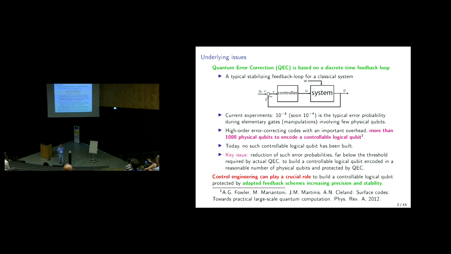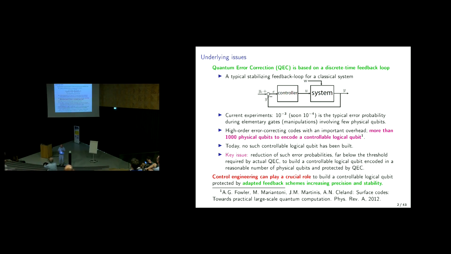Here, of course, because of this error rate, we need to encode a logical qubit in several physical qubits. But in this case, the overhead, as computed in this reference, was typically 1,000 physical qubits to encode a logical qubit. So it is clear that the building block, the physical qubit, should in fact increase its performance, okay?